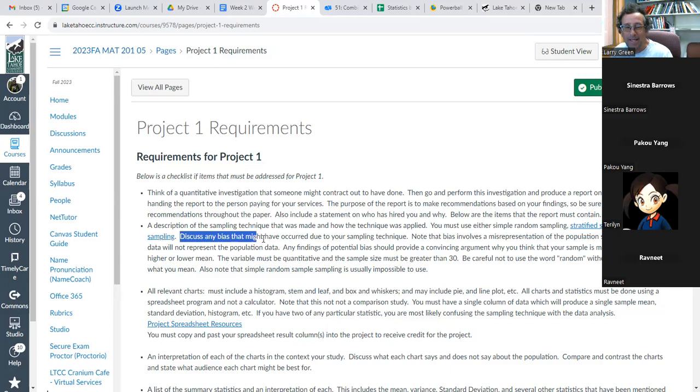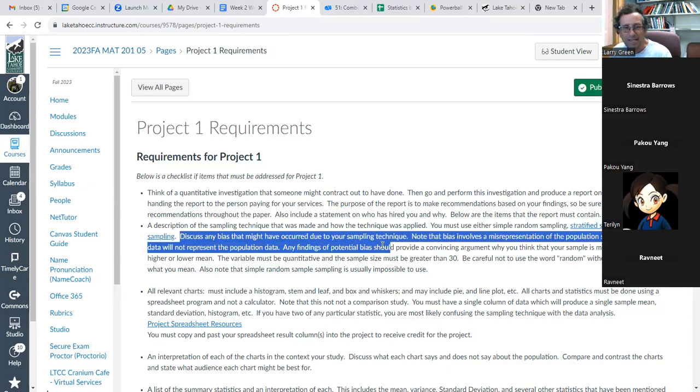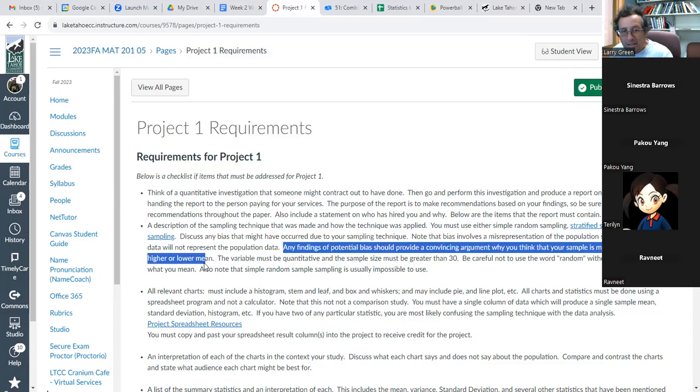All right, you should talk about any bias that might have occurred in your sampling technique. Note that bias involves a misrepresentation of the population, so the sample data does not represent the population data. When you're discussing your bias, will the mean be lower because of the bias, or will the mean be higher because of the bias? If you don't talk about that, that's not good. That's a very common error I find, and I have to let people know, hey, this needs to be fixed when you send your draft.